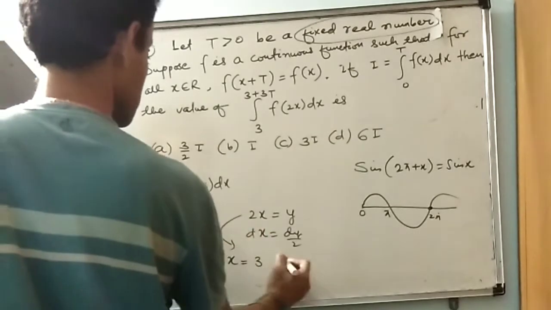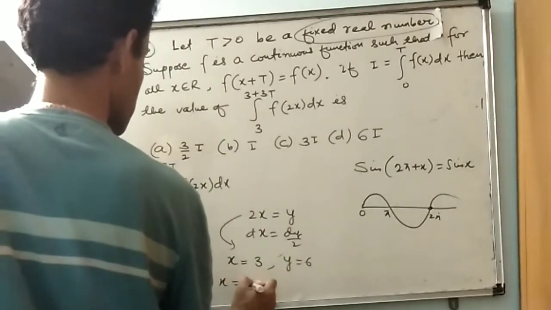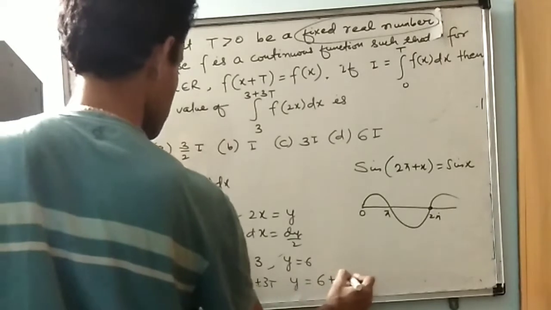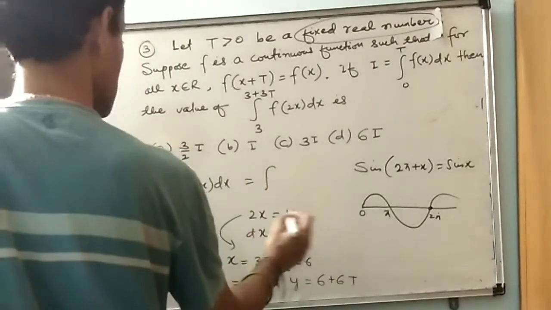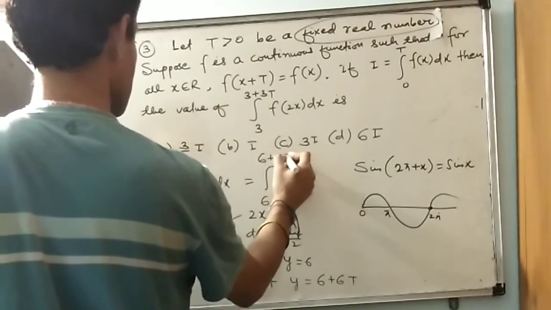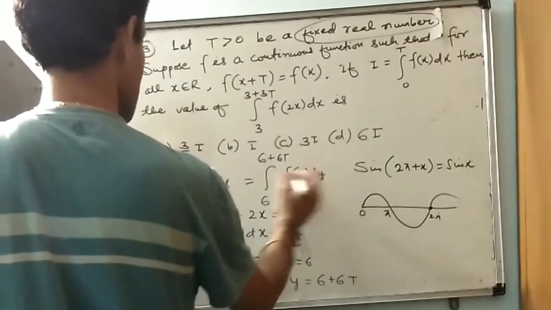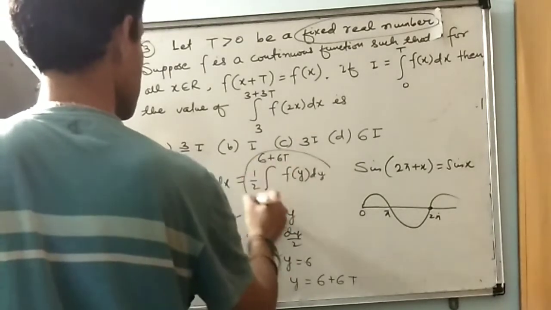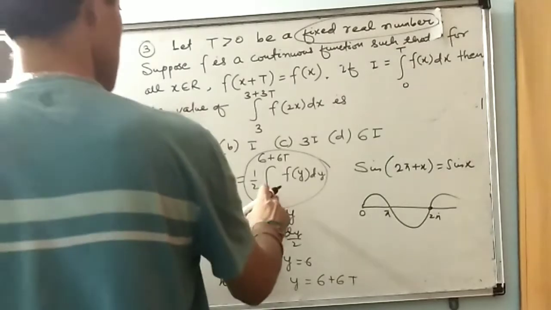Then y is coming 6, and when I am taking x is equal to 3 plus 3t, then y is again double, 6 plus 60. So putting that here, we are getting this one as 6 to 6 plus 60, f(y) dy, and this has become half.